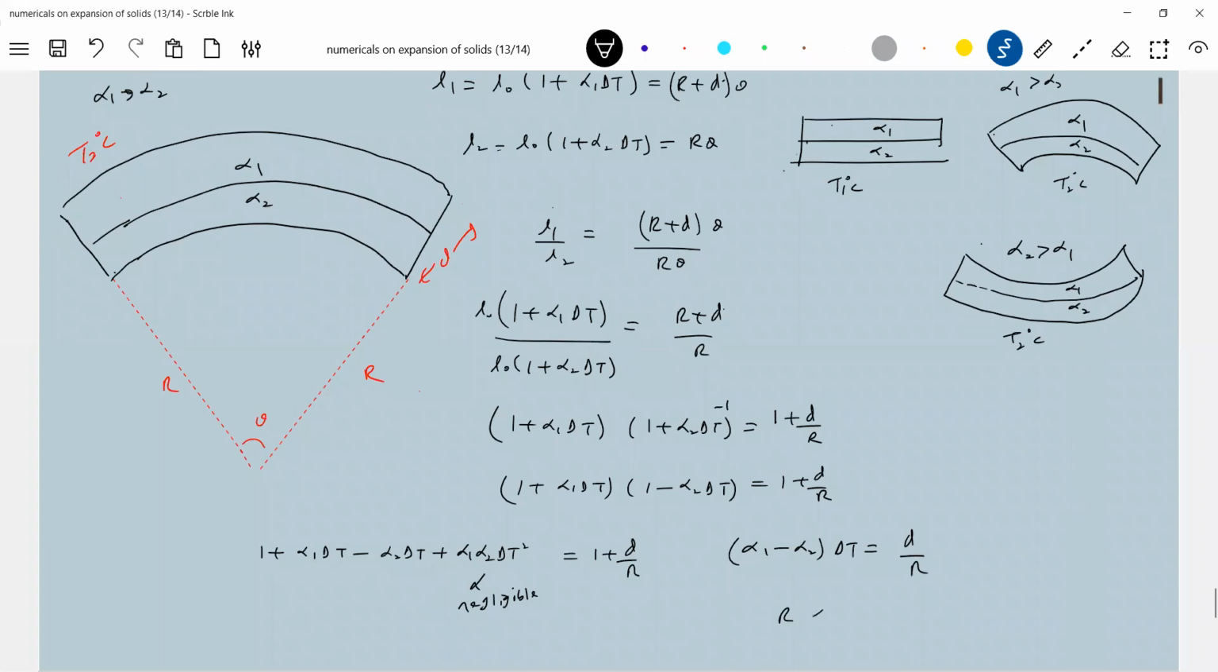So this radius of curvature, how is it? It is inversely proportional to alpha 1 minus alpha 2 and inversely proportional to the change in temperature. If alpha 1 minus alpha 2 is more, R will be less. Fine. If the rise in temperature is more, R will be less. So like that, how much will it bend? That depends upon the difference in coefficients of linear expansion and the rise in temperature.